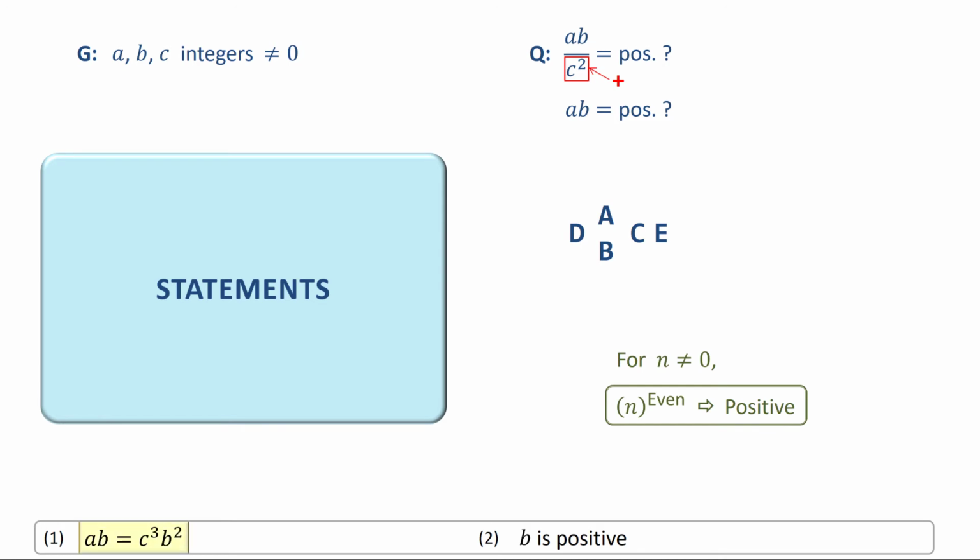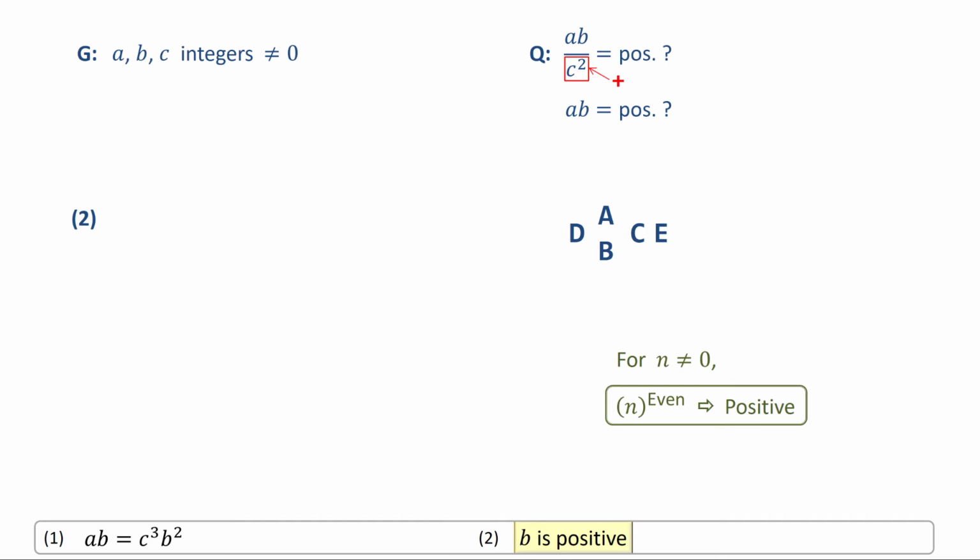Statement 1 looks somewhat complicated. Not horrible, but it does have 3 variables and 2 exponents. In contrast, statement 2, which just says B is positive, looks pretty simple. So we might as well start with statement 2. Let's write 2, B equals positive.